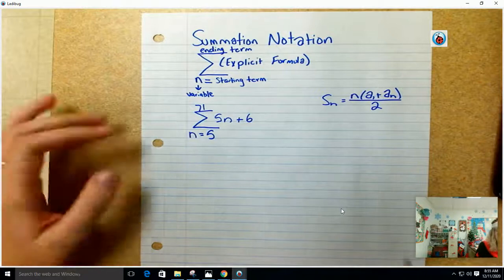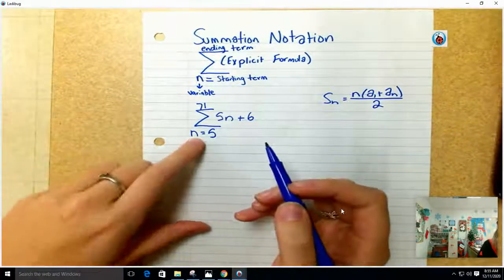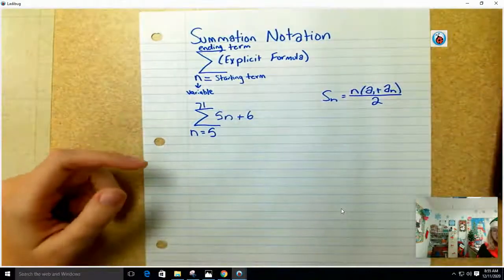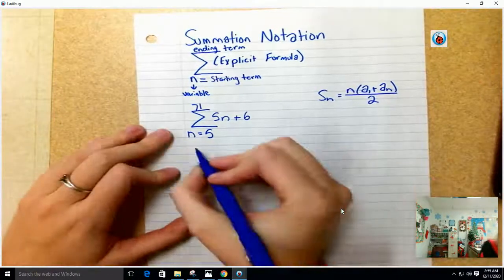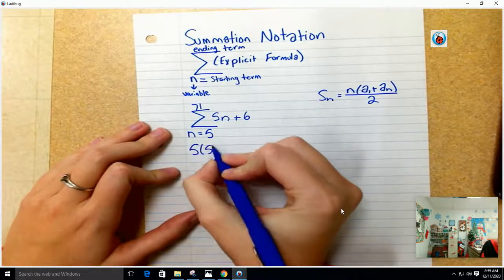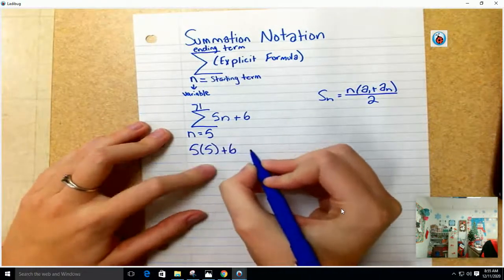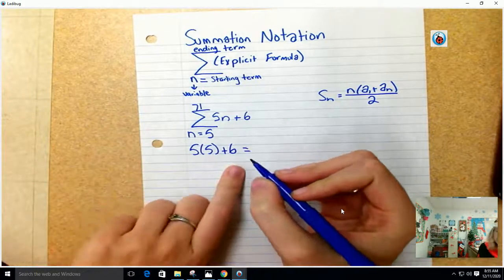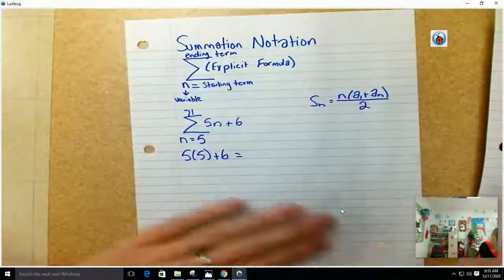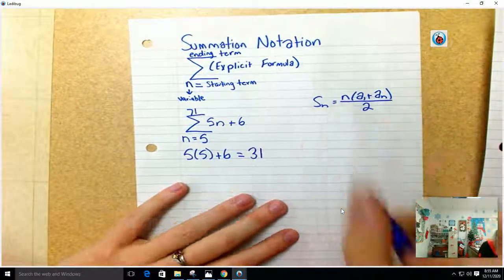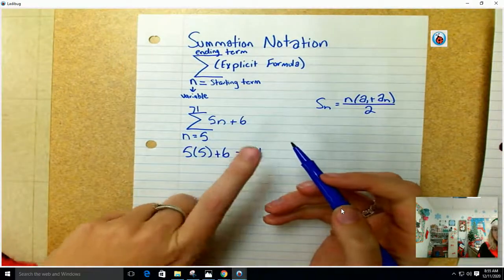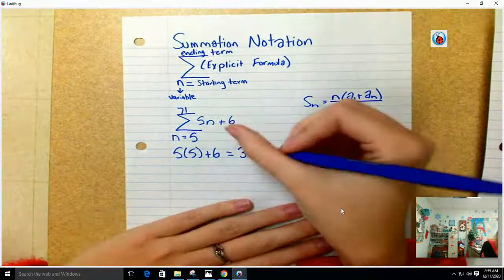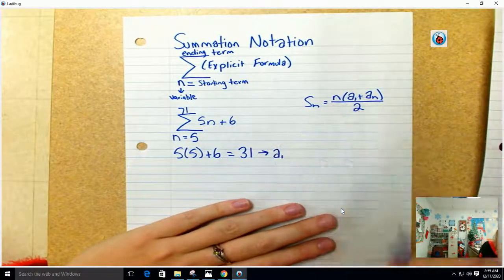So what we have to do first, this bottom number right here, that tells us where our sequence is going to start. It's going to start at the value whenever I plug in 5. So first I have to do 5 times 5 plus 6. That's going to equal 25 plus 6, which is going to give me 31. So this is where my sequence starts. This is going to be my first term of the sequence I'm looking at. So 31 is going to be my A1.